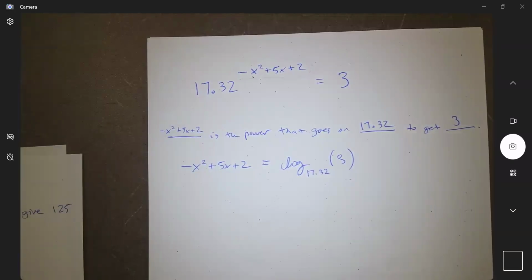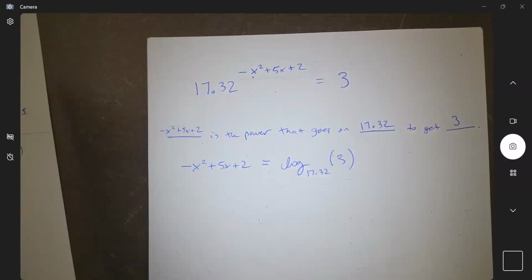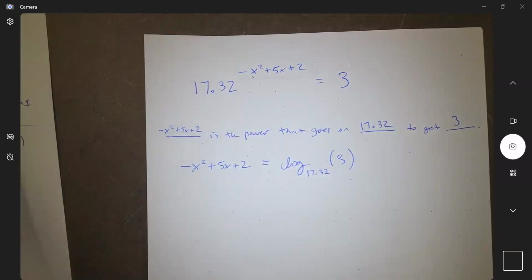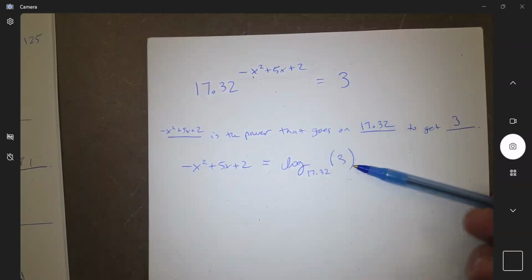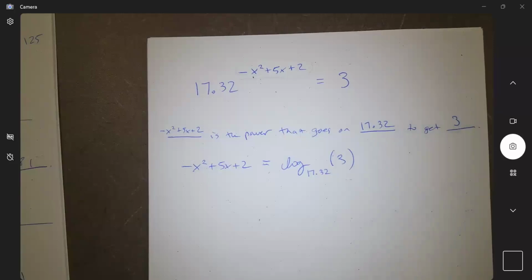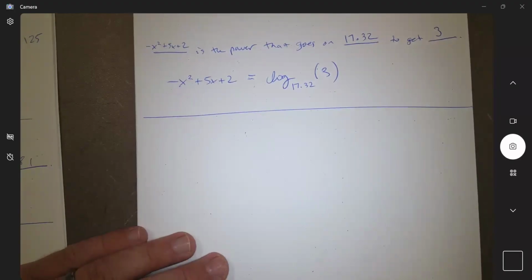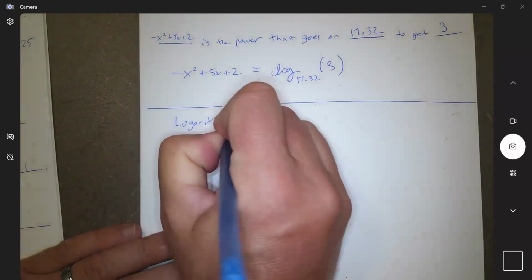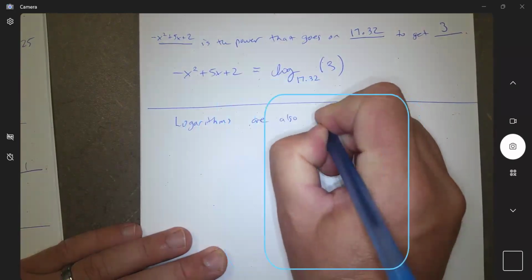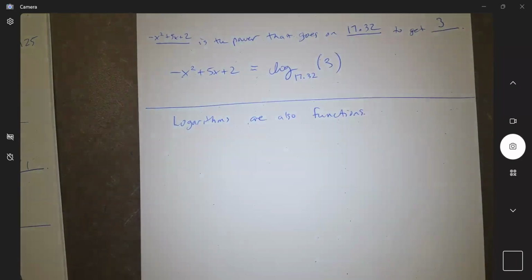That's my intro to what logarithms are. They are powers. And so you can always rewrite an exponential expression as a logarithm expression or vice versa. Okay. Now, logarithms are also functions. What are logarithms? They're powers. They're also functions. They take inputs, they give you outputs.